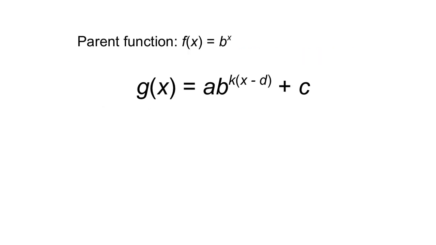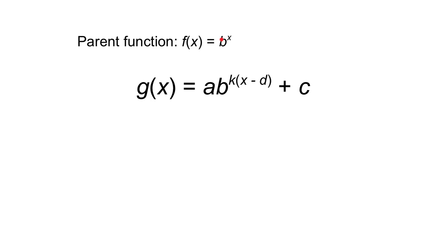So just like any parent function, you can change the equation and it will have a corresponding change in the graph. You're used to seeing a, k, d, and c values. We're just starting with a different parent function, b to the x. b is just some base of the power. I'm just using a b to represent whatever number goes in that spot.